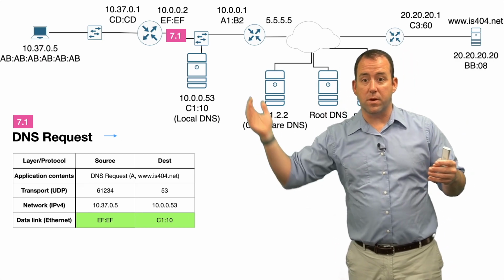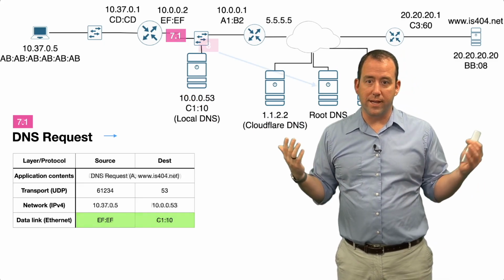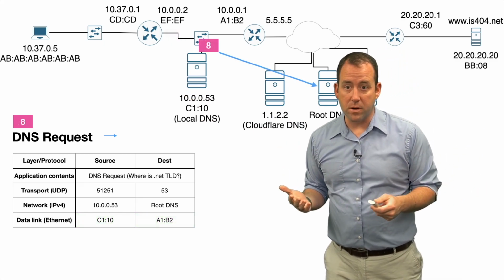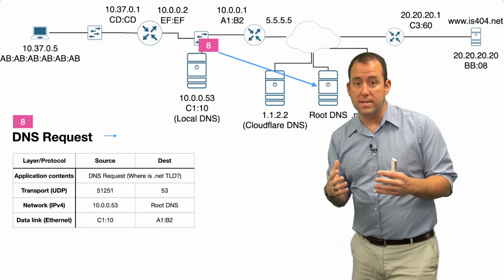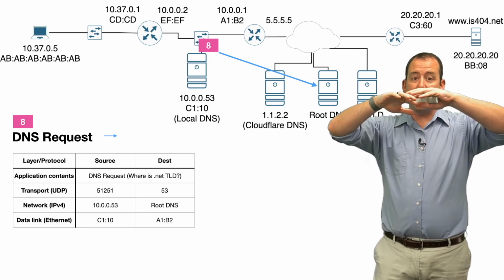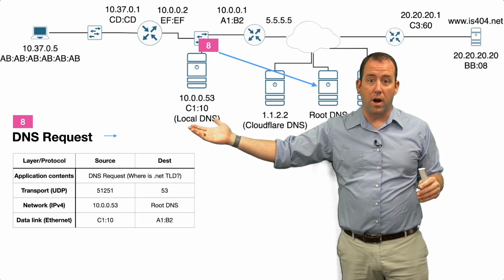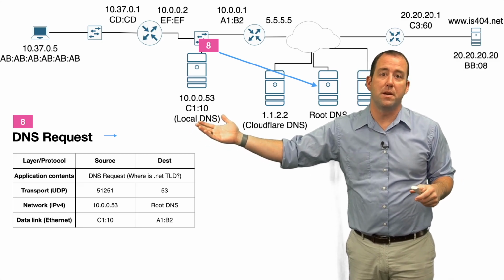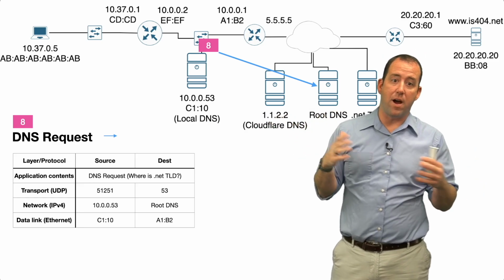So now we have our DNS request at our local DNS server. What is our DNS server going to do with it? Well, it has to resolve that DNS request. So let's go through the process of resolving that. Let's go through what goes into that. The very first thing, if you're talking full resolution, let's assume that maybe nobody on this network has ever visited www.is404.net before. What are they going to do? How are they going to figure out what that is?